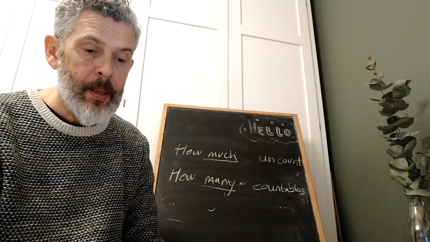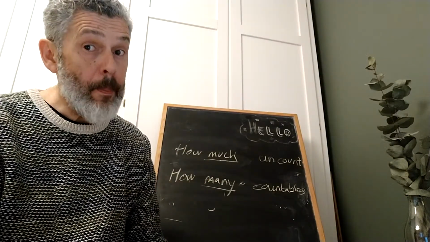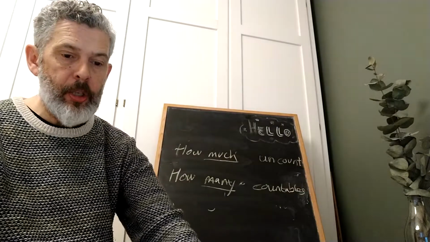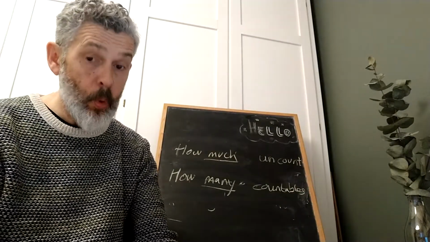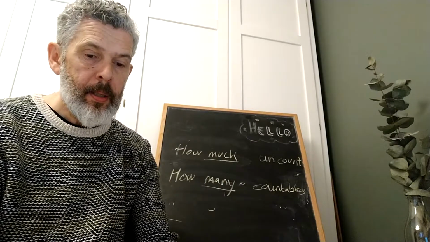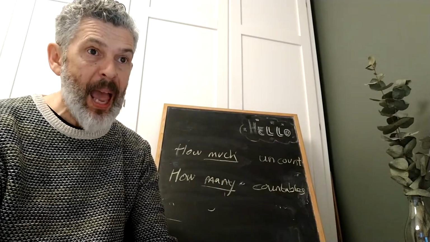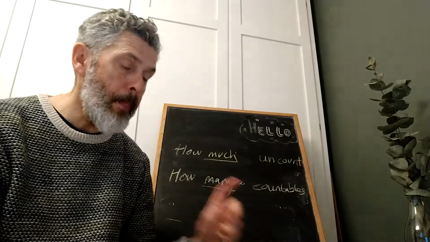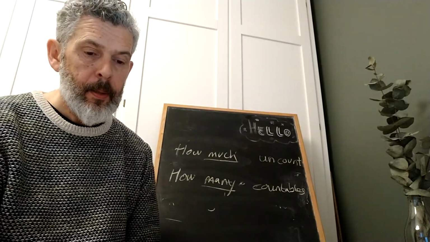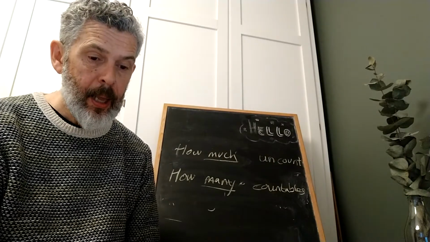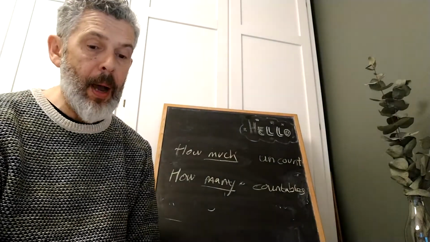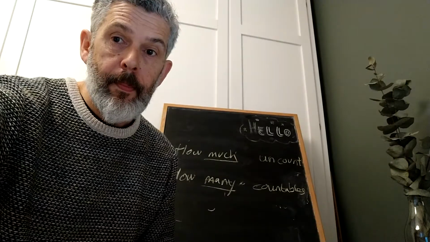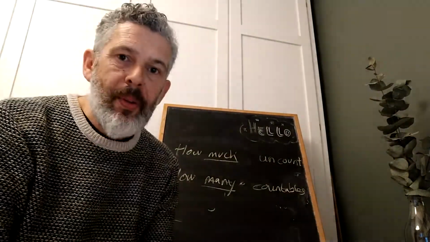Buy, bought, okay? They bought some oranges. How many oranges did they buy? They bought 5 oranges. They bought some yogurt. How much yogurt did they buy? They bought 2 pots of yogurt. And they bought some bread. How much bread did they buy? They bought a loaf of brown bread. Okay, so there we have it.